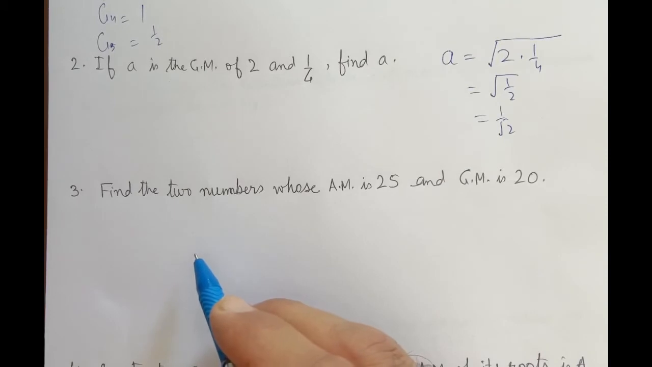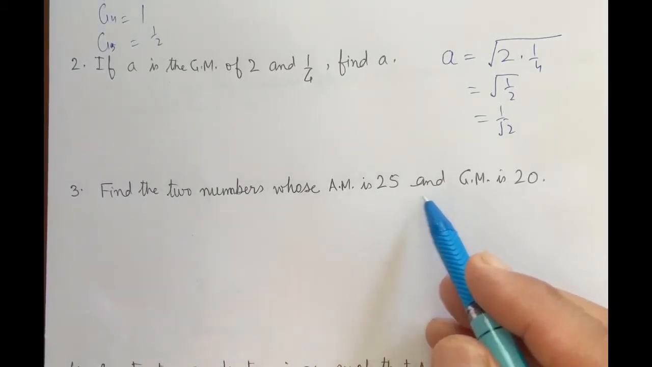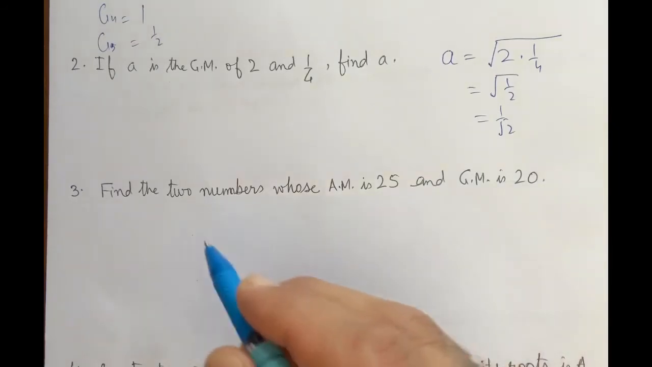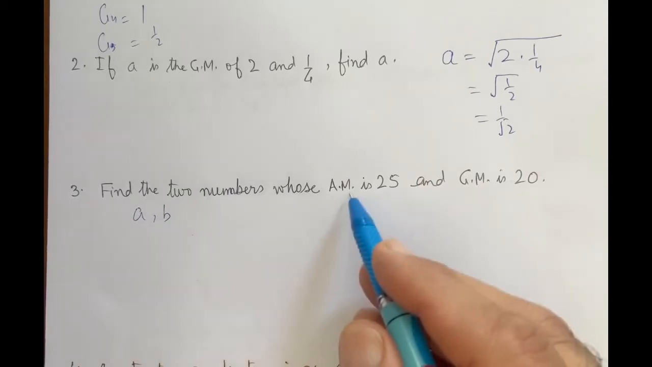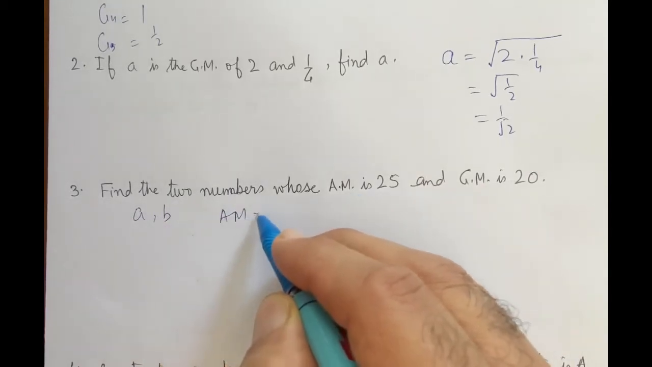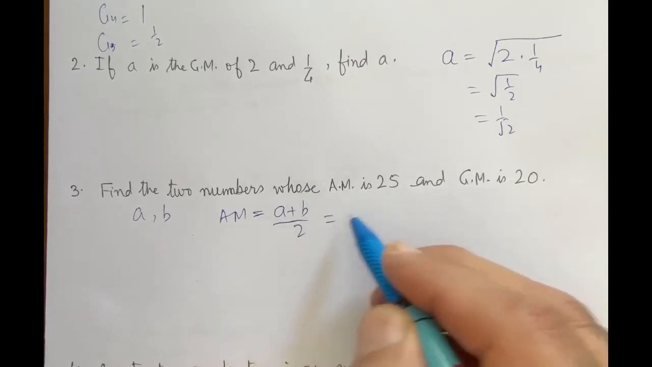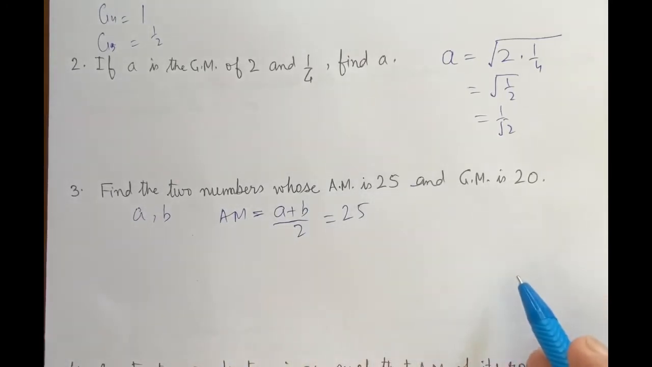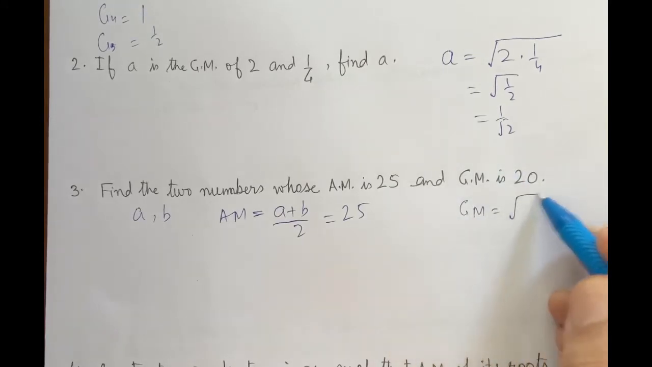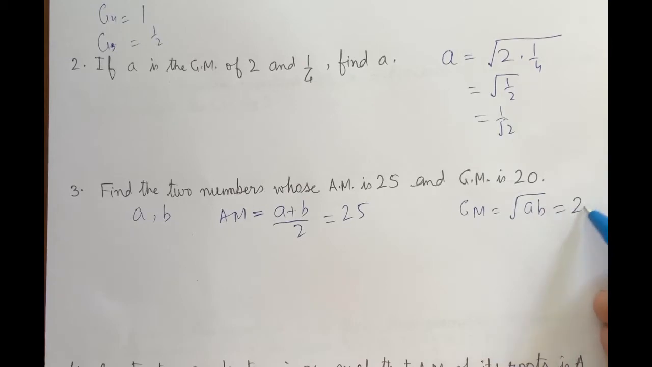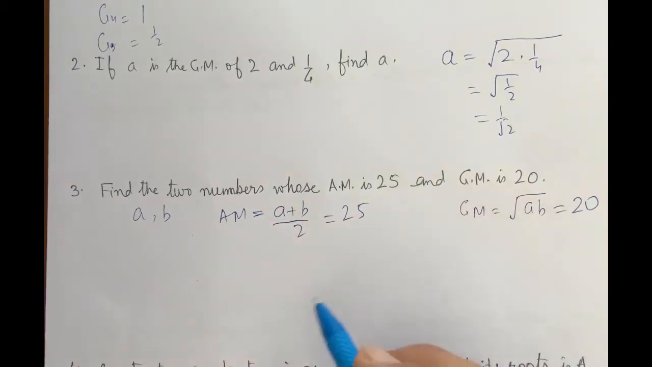Next, we have to find, students, two numbers whose arithmetic mean is 25 and geometric mean is 20. So we can assume the numbers as a and b. So students, what will be the arithmetic mean? Arithmetic mean of a and b, you know, is a plus b by 2. This is equal to 25. And what is geometric mean? You also know geometric mean is root of ab. This is 20. Now we have two equations in a and b which you can solve easily.